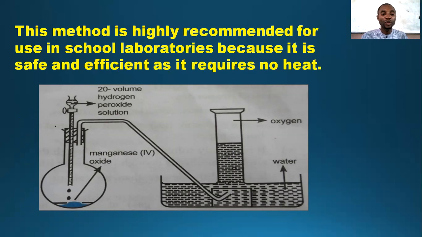And this is the setup in which we use it. This is hydrogen peroxide, being poured through the thistle funnel. This is the manganese(IV) oxide there, acting as a catalyst, and the oxygen gas will be collected here. As you can see, it is collected over water because it is sparingly soluble and less dense than water.